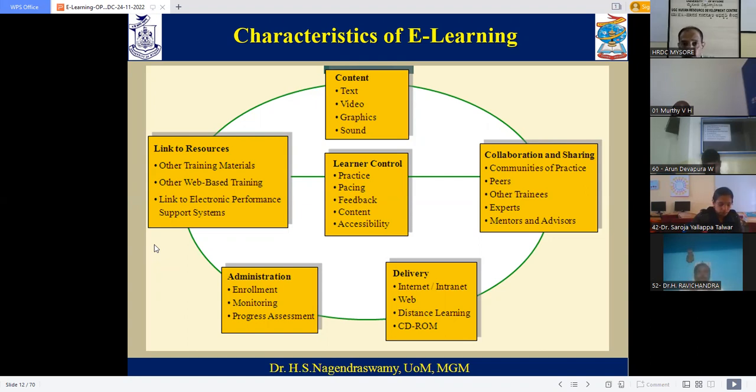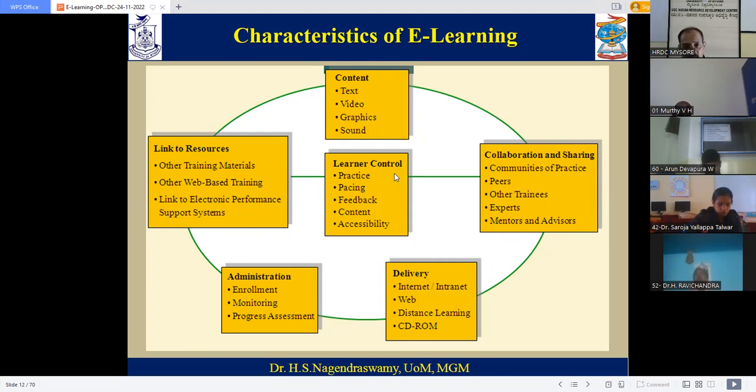Okay, and that is possible with an e-learning platform because we have other training materials on the subject which we are delivering to the learner, and other web-based training related to the subject of your delivery, linked to electronic performance support systems. Apart from this, there are also other mechanisms wherein the learners can subject themselves to assess their performance, right? So that's how all these things are possible with an e-learning platform.